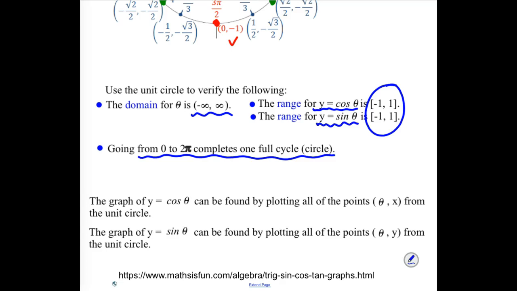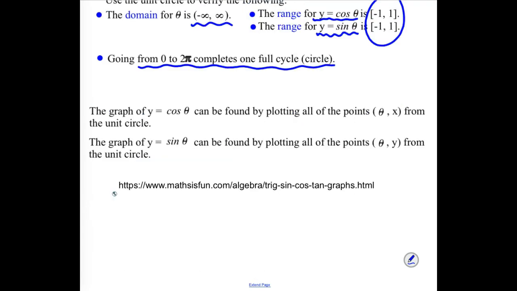Now, we are going to start looking at the graphs of y equals cosine theta and y equals sine theta. We can find those graphs by plotting all of the points where our first coordinate is the angle and our second coordinate is either x if we're doing cosine and y if we're doing sine.